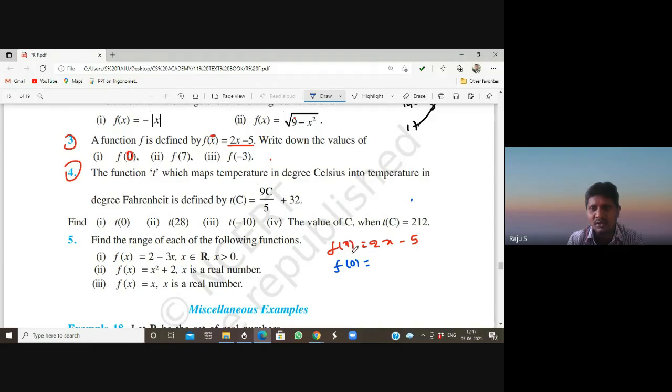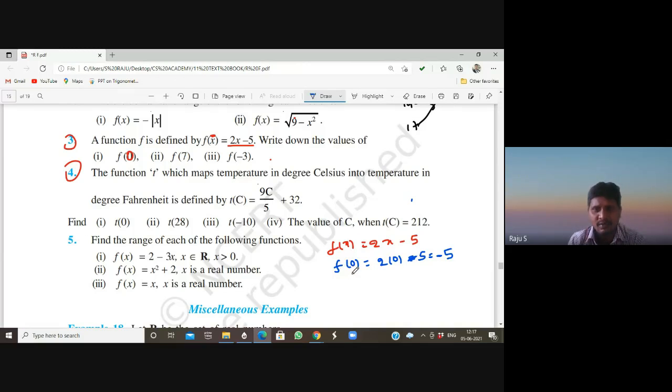We substitute 0 in place of x on the right side. Minus 5 is equal to what? Minus 5. Right? Yes or no?